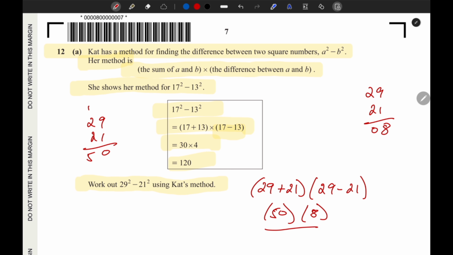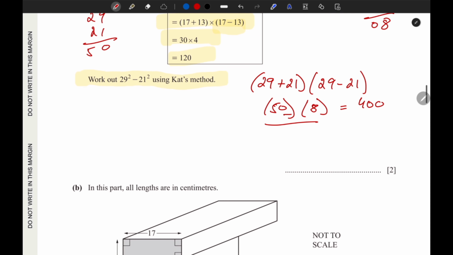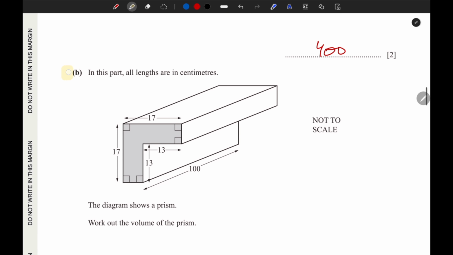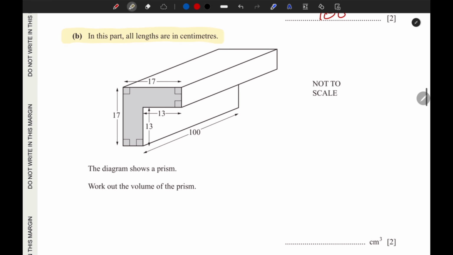Now we know that 8 times 5 is 40, and with 10 from here, 400. So our answer for this is 400. Easy question. B part. In this part, all lengths are in centimeters. The diagram shows a prism. Work out the volume of the prism.